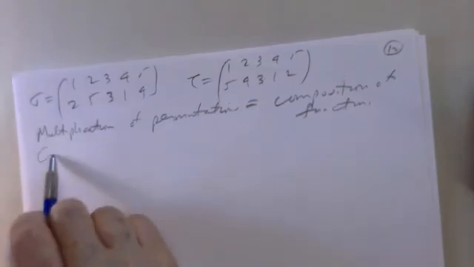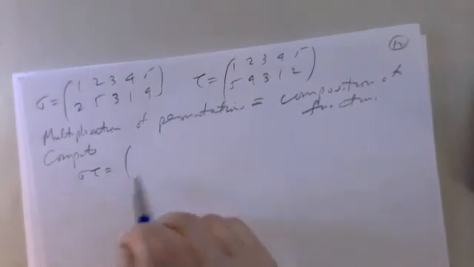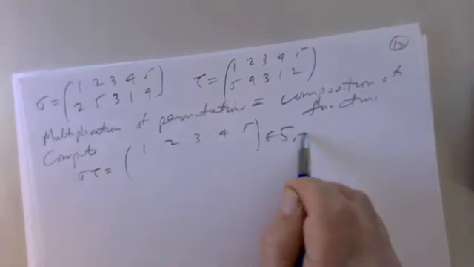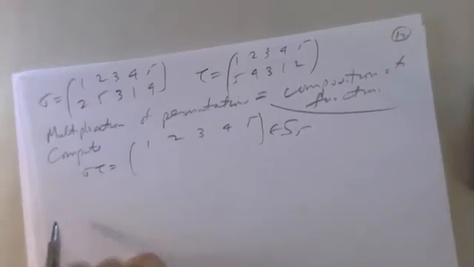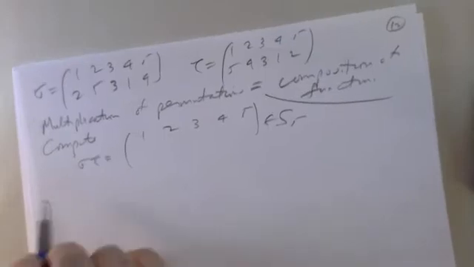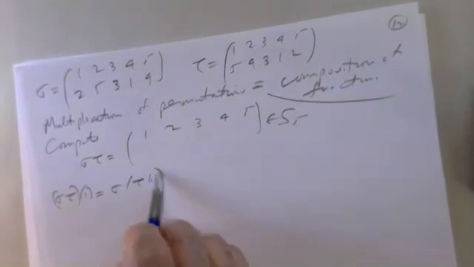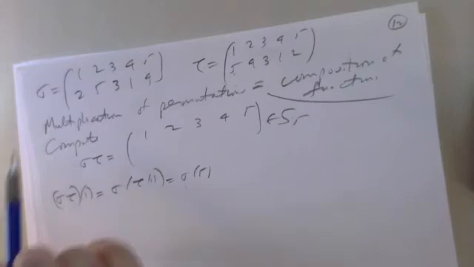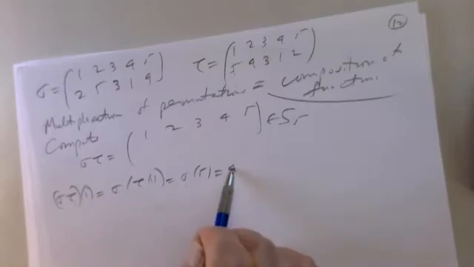So let's try to compute sigma tau. Sigma tau is going to be some permutation of S5. So let's do the calculation. Sigma tau of 1, but this is composition of functions, so this means sigma of tau of 1. Tau of 1 is 5, so this is sigma of 5. Sigma of 5 is 4, so this is 4. So 1 ends up at 4.